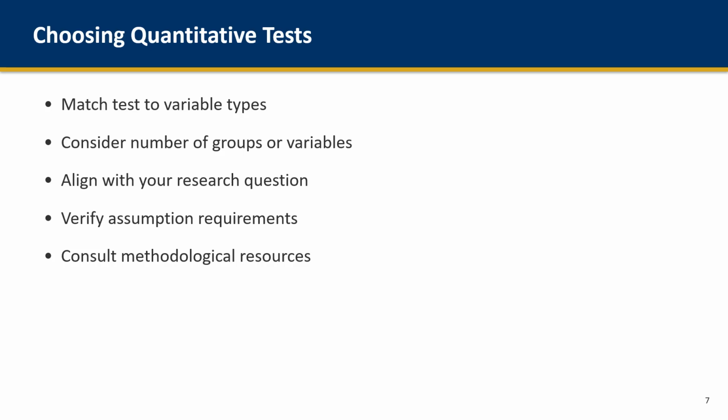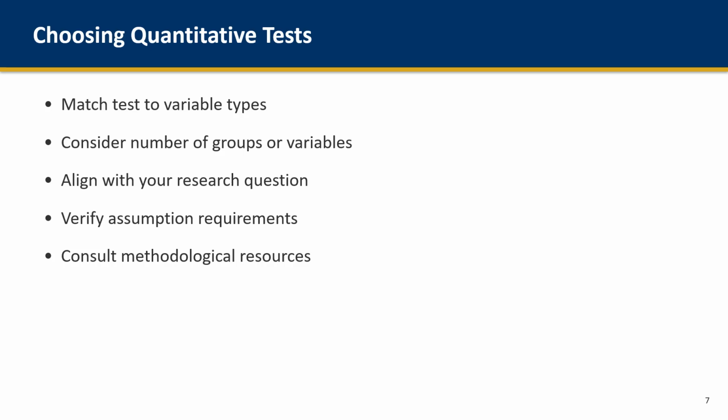The number of groups or variables affects test selection. Comparing two groups, T-test. Comparing multiple groups, ANOVA. Examining one predictor, simple regression. Examining multiple predictors, multiple regression. Tests are designed for specific configurations. Your research question should guide test selection, not the other way around. Are you asking about differences, relationships, or predictions?